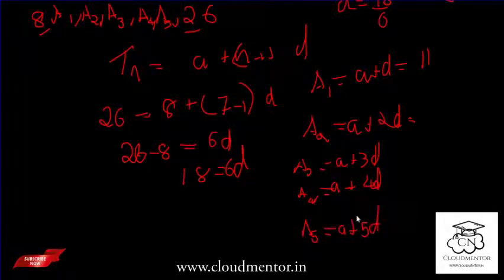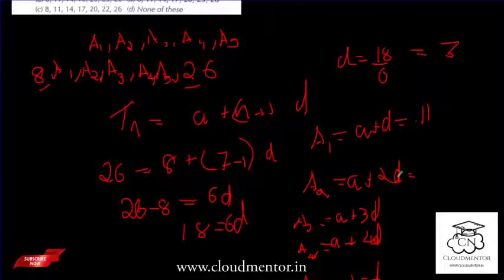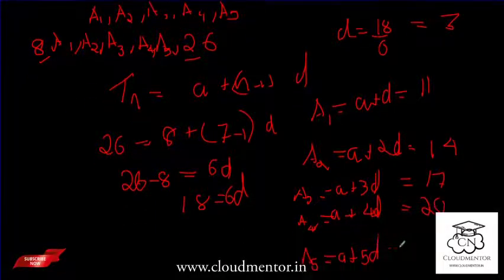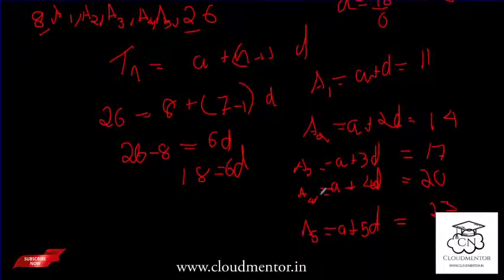Okay, so we get a plus 2d, that is 2 times 3, that is 6, and 6 plus 8, that is 14. Now a plus 3d, that is 3 times 3, that is 9, 8 plus 9 is equal to 17. And a plus 4d, that is 4 times 3, that is 12, 12 plus 8, that is 20. And like that we get 5 times 3 is 15, 15 plus 8, that is equal to 23.